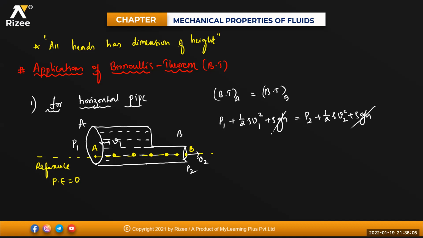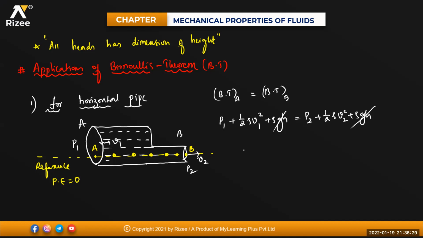This rho g h and this rho g h will get cancelled from both sides, isn't it? So what I can write now is that P1 and P2 are both in the same straight line. So whatever is the incoming pressure, the outgoing pressure is also the same. Clear? So where will the pressure be more?